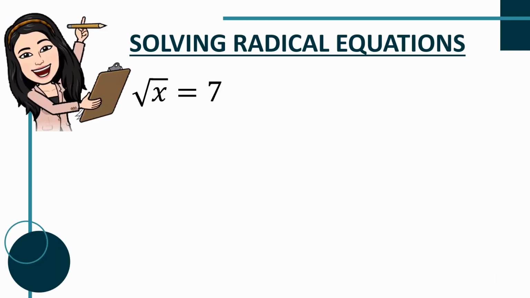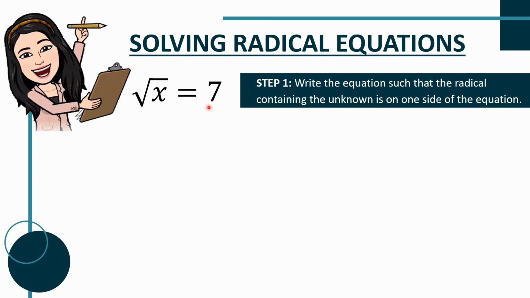We have here the given square root of x equals 7. Applying the steps in solving radical equations, the first step is write the equation such that the radical containing the unknown or the variable is on one side of the equation. I told you, it should have no companion. So, in our given, we have square root of x is equal to 7. Is there anything else with our radical containing the variable? None. So, therefore, check for step number 1.